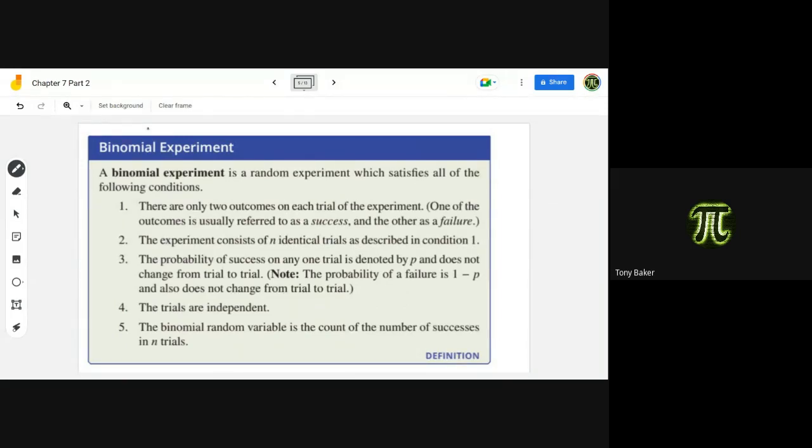The next thing is the trials are all independent. We talked about independent and dependent, right? Independent events do not restrict each other. Okay. So if I'm taking a card out of a deck, I'm putting the card back into the deck and taking the next card out of the deck. Okay. So they don't impact each other. And the binomial random variable is the count of the number of successes and the number of trials. So what we want to know is how many successes we have.